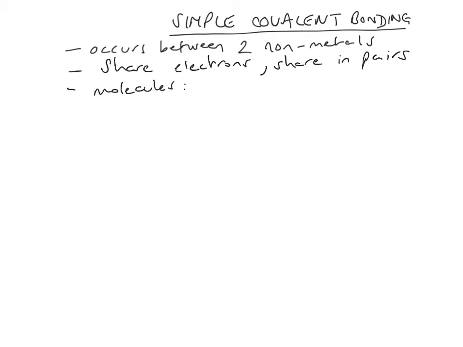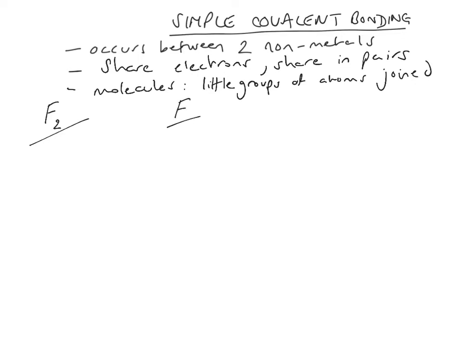Molecules are little bunches of atoms, little groups of atoms joined together. So I guess the smallest bunch you might ever find is a bunch of two. You perhaps might not say bunch of two, but we'll say bunch of two. So F2, that's a little bunch of two fluorine atoms. So along come the two fluorine atoms. I'm going to do one in black. I'm going to do one in another colour, just to distinguish them.